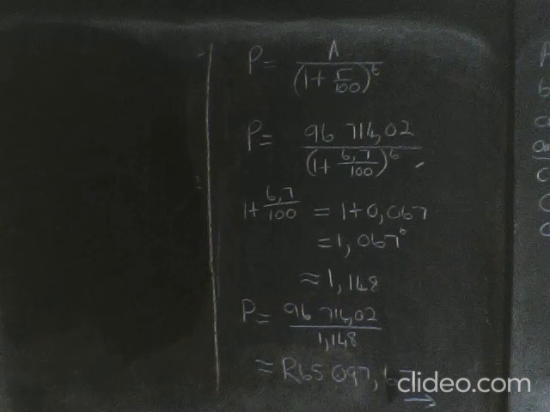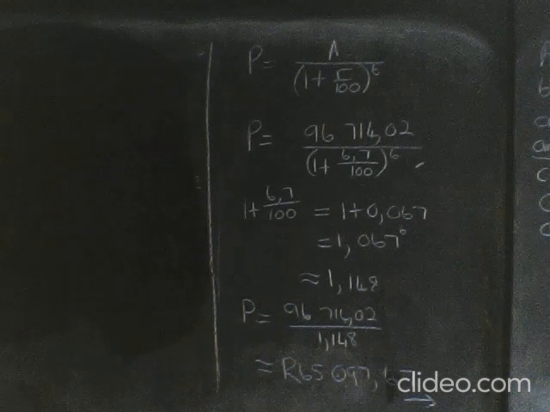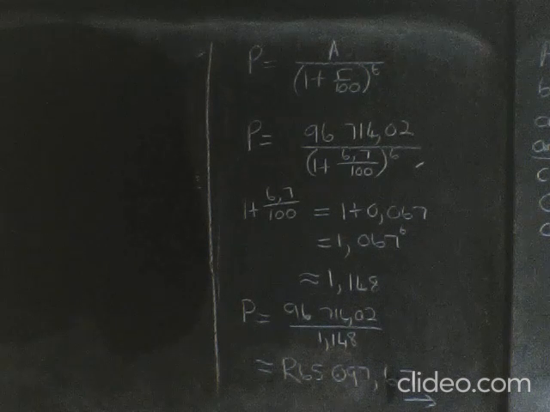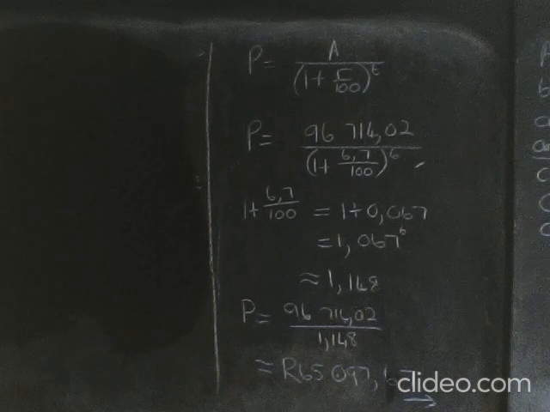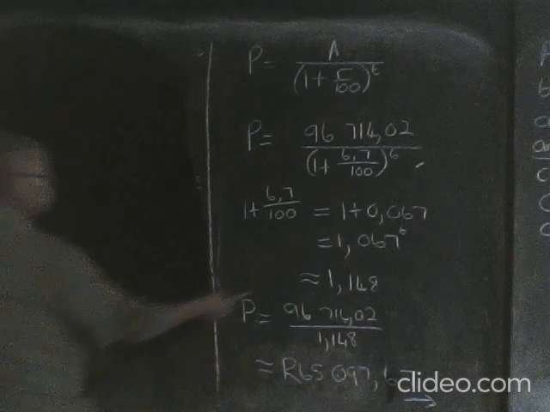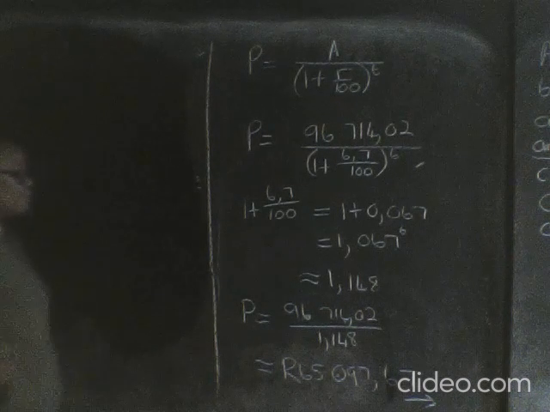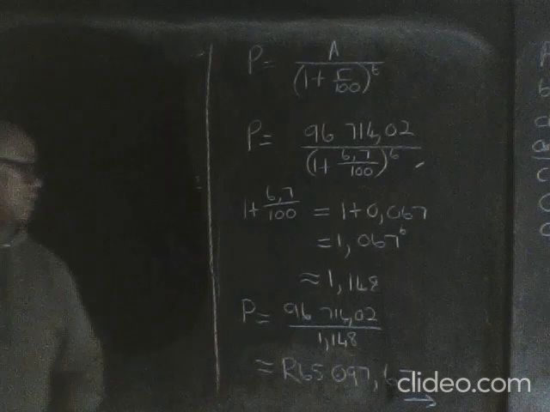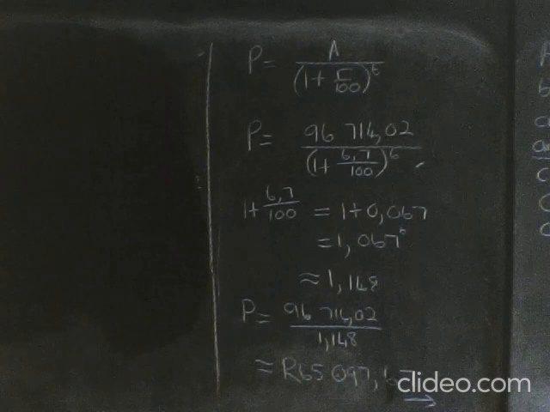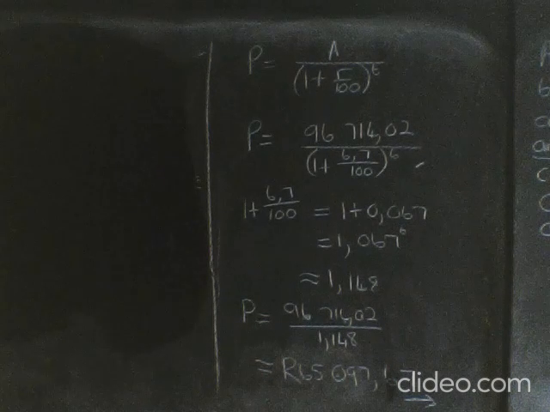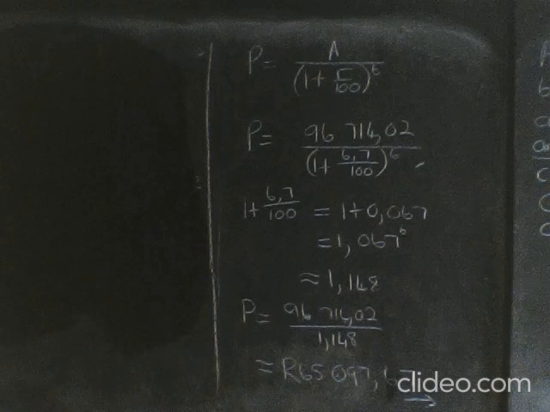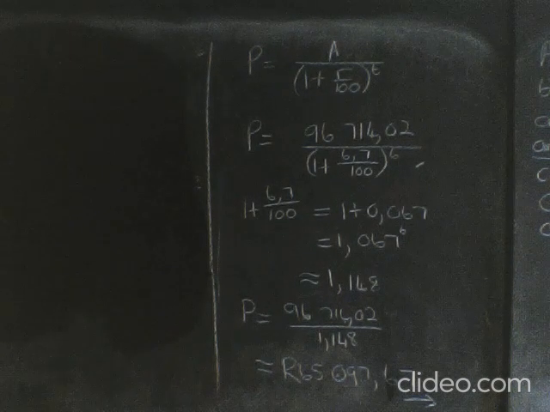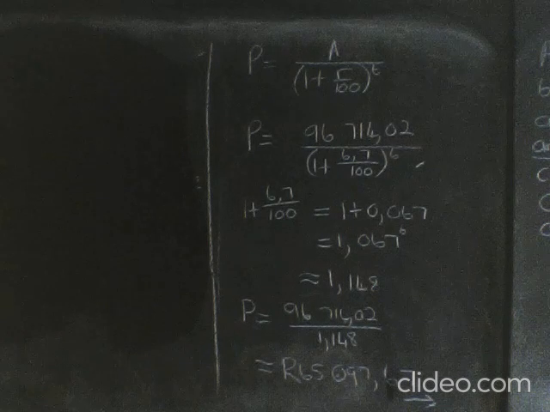So then we take the final amount, which was 96,714 Rand 2 cents, and we divide it by the approximate value that we found when we calculated the denominator. So there was approximately, it's not equal, approximately 65,097 Rand 67 cents that was invested 6 years ago for the person to get the 96,714 Rand and 2 cents as a final payment.